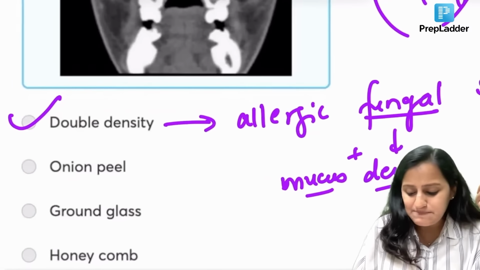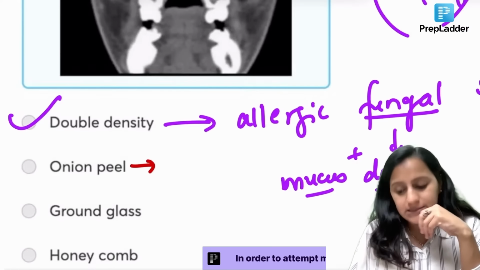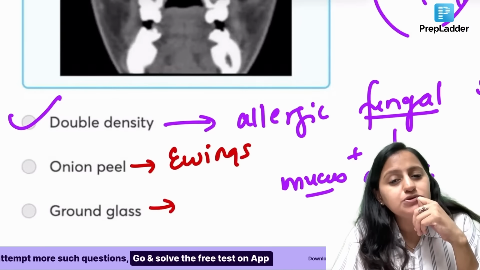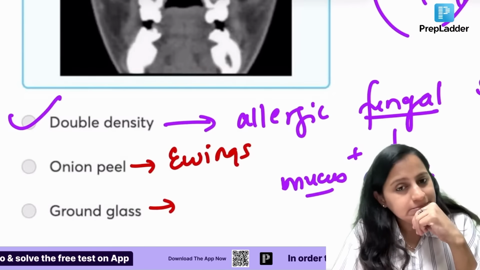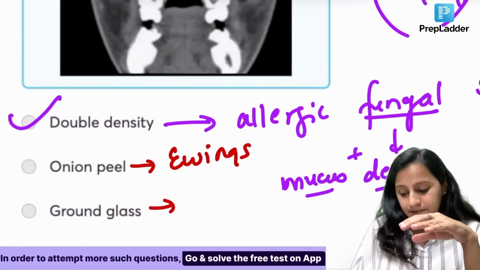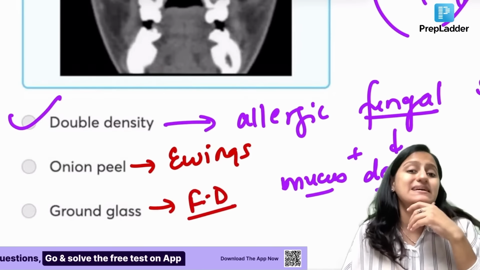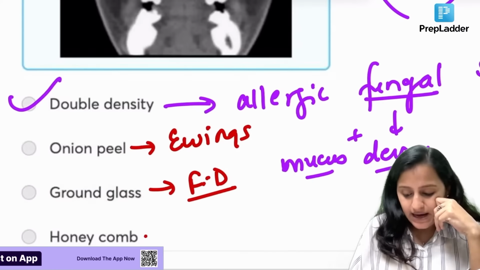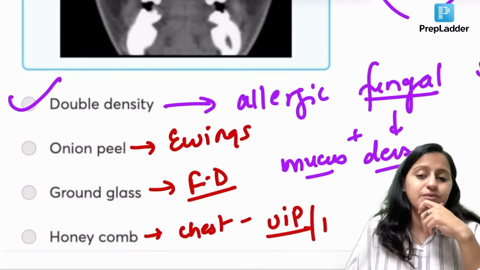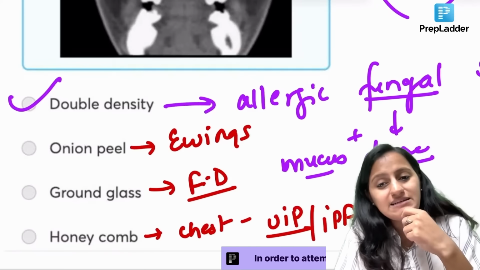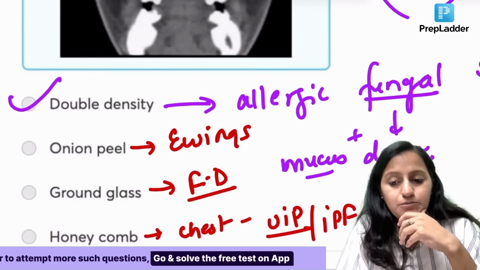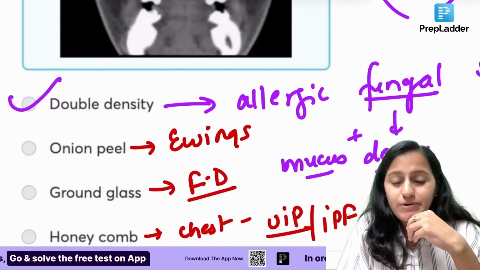Where do you see onion peel appearance in bone? Onion peel, that is Ewing sarcoma. In which bone condition do you see ground glass appearance? Ground glass appearance of the bone is seen in fibrous dysplasia. Honeycomb appearance in the CT chest is seen in the UIP pattern. UIP or IPF pattern of interstitial lung disease, usual interstitial pneumonia, idiopathic pulmonary fibrosis, you see the honeycomb pattern. Okay, clear with everyone? Yes.